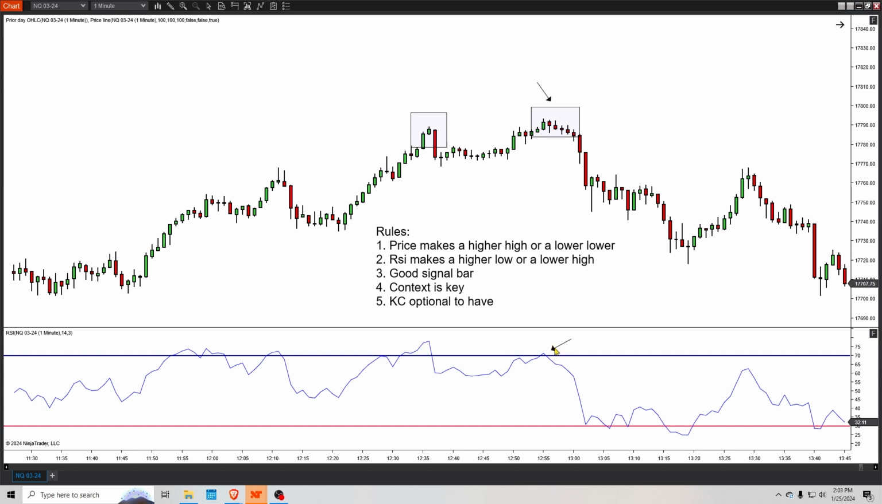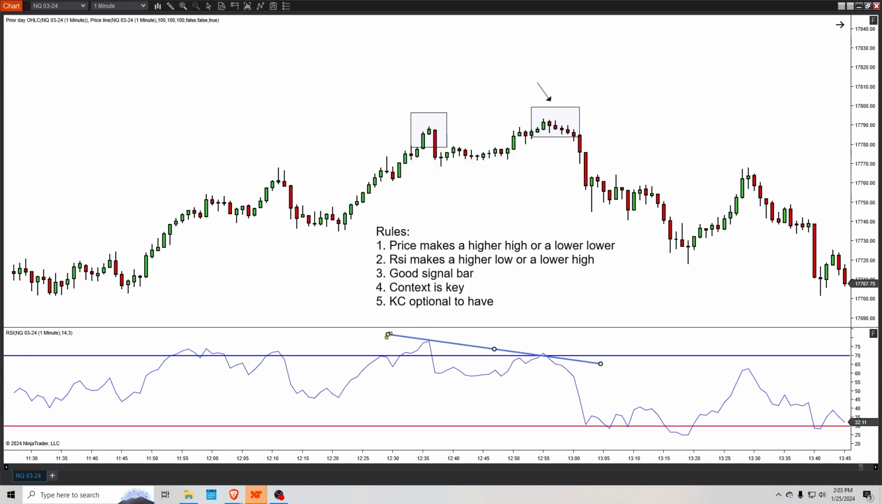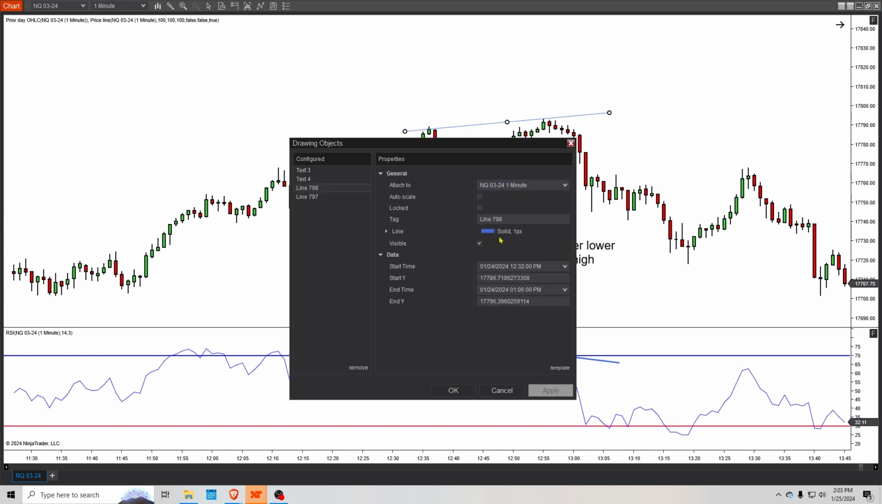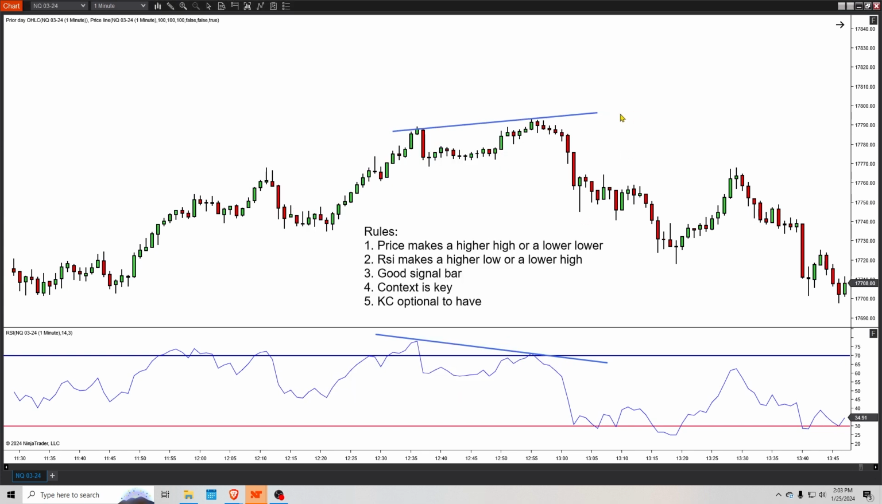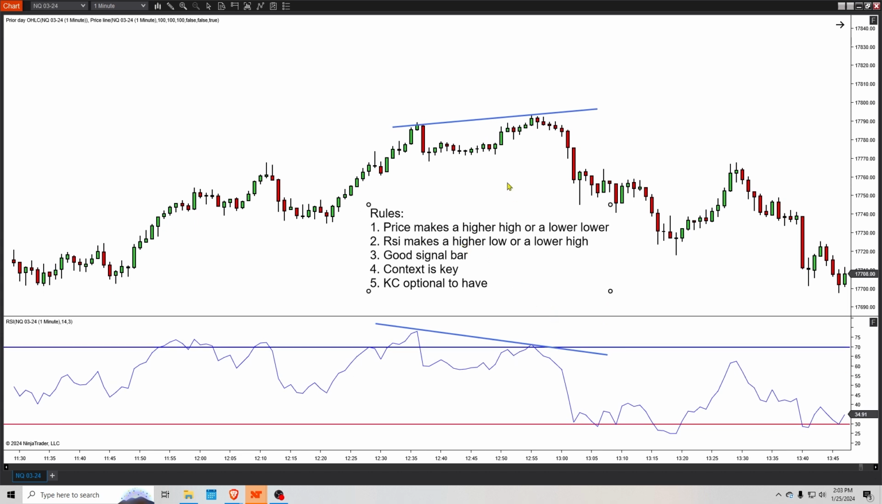And I like to visually draw this, something like this, usually. Kind of helps me when trading or pointing these out. And I'll do the same thing with the price. I just do something like that. These are also called divergences. I'm sure you've heard of them, or if you're new, these are called divergences.